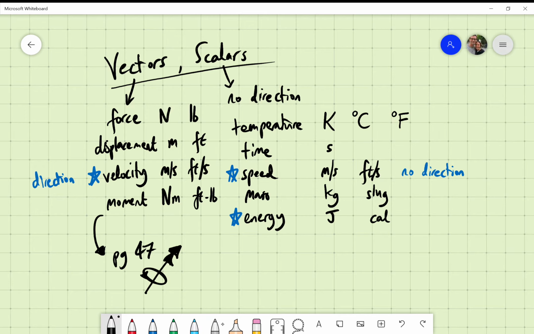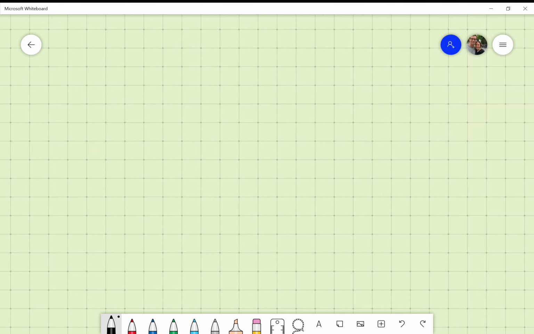That's a list of some common vectors and scalars, but we really want to talk about the vectors more. So when it comes to a vector, once again, you have both direction and magnitude. And if you've watched Despicable Me, you know all about that.